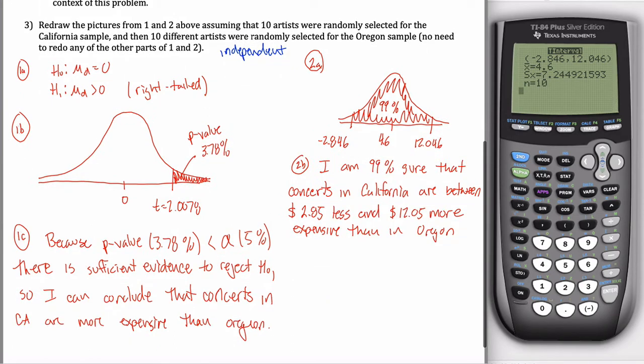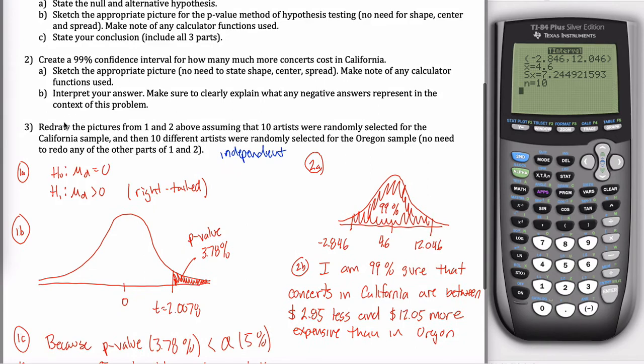I should probably change color. These are going to blend into each other pretty easily. What we're supposed to do in 3 here is recognize that we're changing things. We just want to redraw the pictures from 1 and 2 above. So redraw this picture and this picture. You don't have to do all the other steps. But the big assumption is now the 10 artists were randomly selected for the California sample, and then I randomly selected 10 more for the Oregon sample. So there's no connection between the two.